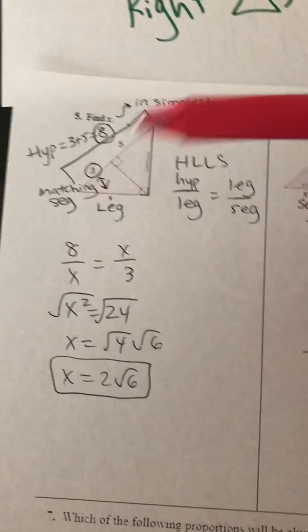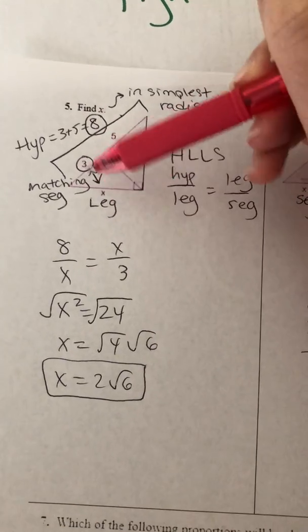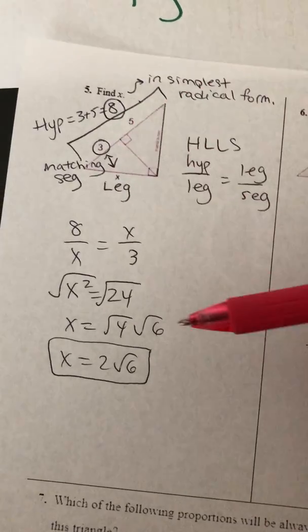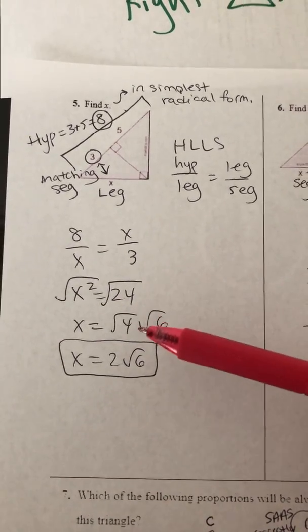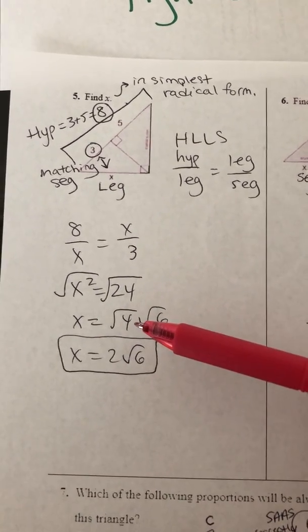Which segment do we use? Well, the leg and the seg match. That's why we use the 3. And when we do simplest radical form, 24 divided by 4 is 6. 4 is the perfect square. 2 radical 6 is your answer.